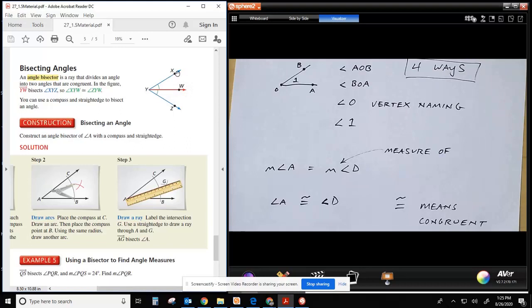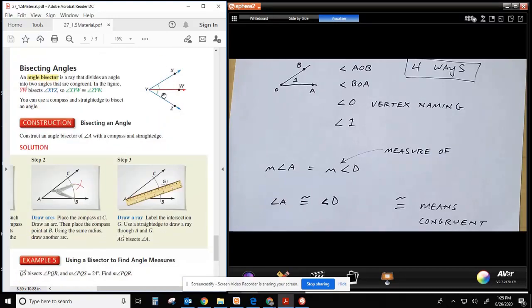So in this figure on the left, the ray YW bisects the angle XYZ. That makes two congruent angles. The angle XYW is now congruent to the angle ZYW. They are the same size.